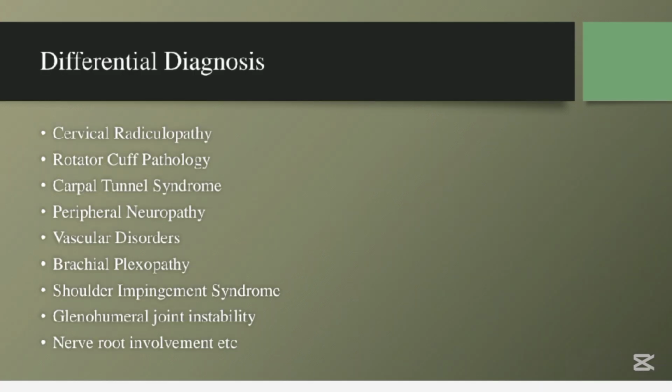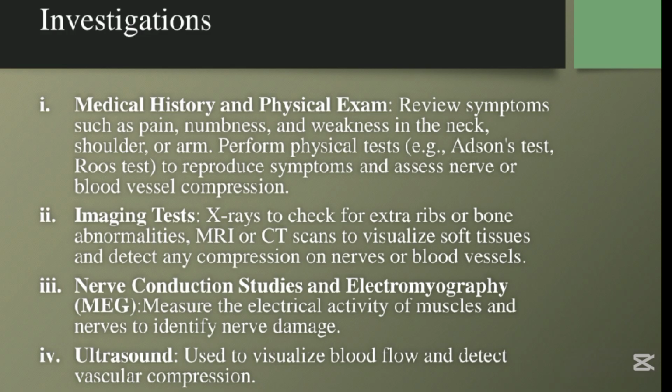Now, what is the differential diagnosis of thoracic outlet syndrome? Cervical radiculopathy, rotator cuff pathology, CTS (carpal tunnel syndrome), peripheral neuropathy, vascular disorders, brachial plexopathy, shoulder impingement syndrome, glenohumeral joint instability, nerve root involvement, etc. So these are the basic differential diagnoses of thoracic outlet syndrome. Now the next one is investigation. On the basis of TOS, we will investigate different signs, symptoms, medical history and physical exam.